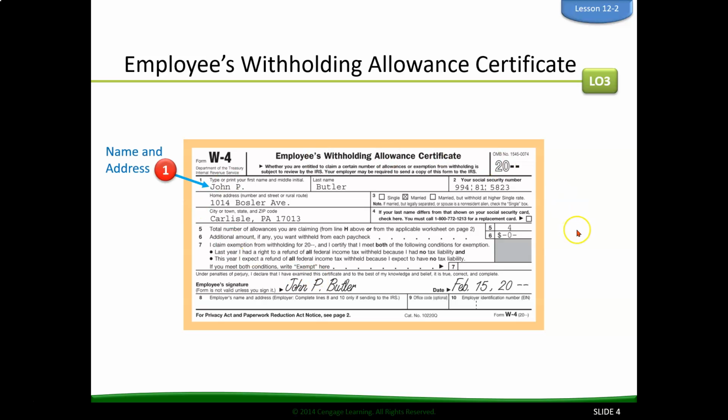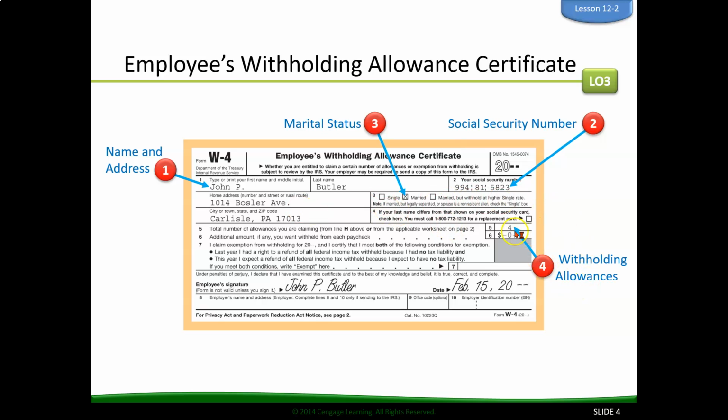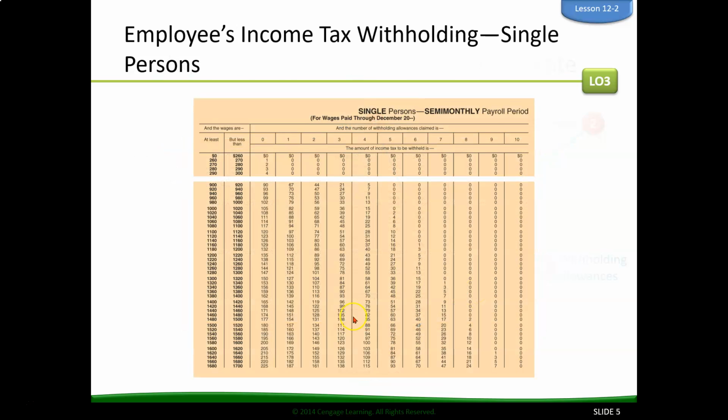Notice it has your name, address. It also has your Social Security number, and it has your marital status, and it also has the number of allowances that you are claiming. And you can claim yourself, your spouse, and your children. And you'll sign it and date it.